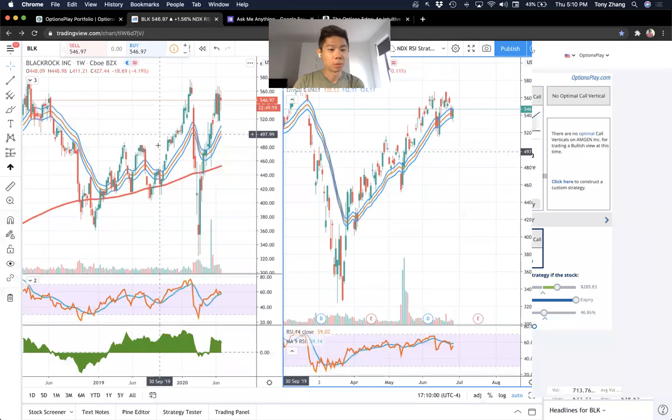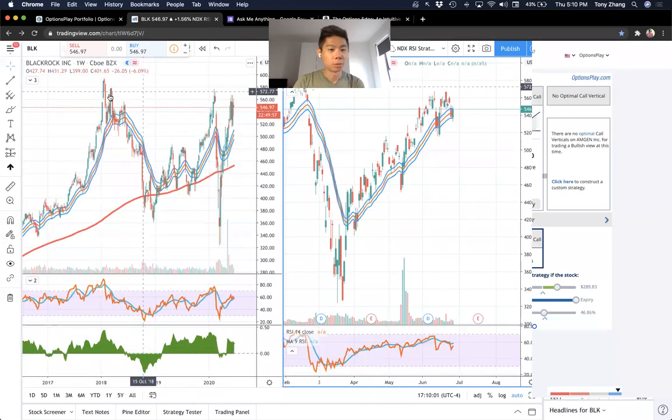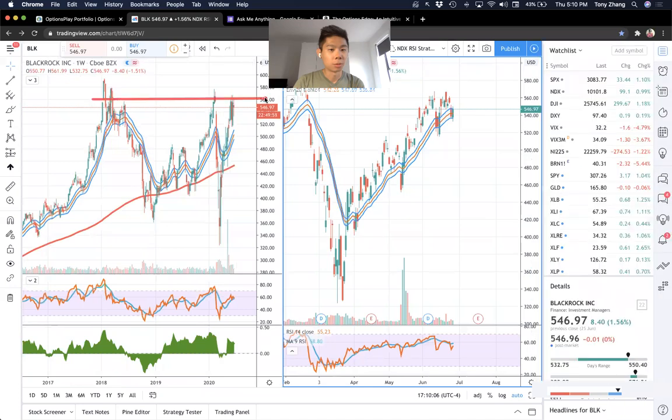So the thing about BLK is that it really has underperformed the broader market for years now. It hasn't been able to perform on par with the markets. It's back at that 560 level. And my biggest concern is that as it approached that level, momentum started to slow down. This is not particularly strong for BLK. If BLK can manage to break above 560, 570, then I think you have a much better case for a bullish view here on BLK.